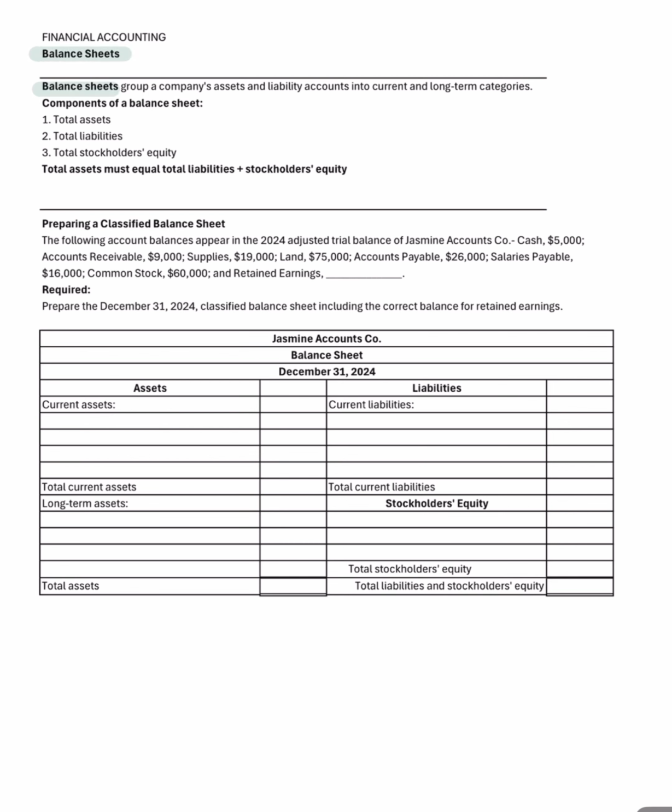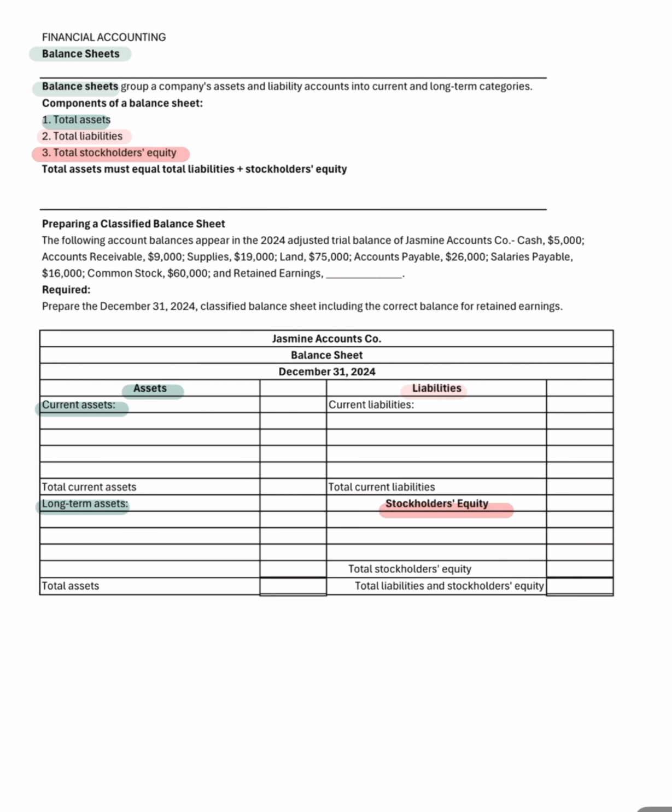So balance sheets group a company's assets and liability accounts into current and long-term categories. There are three components on a balance sheet. We have the total assets, which we have right here, the current and the long-term, and then we have total liabilities, which we have over here, and total stockholders' equity, which we'll see right here.